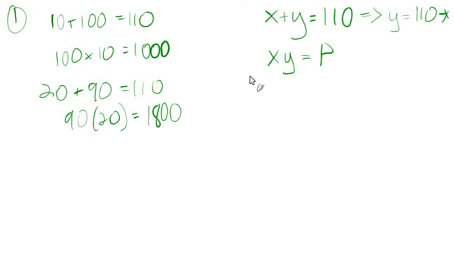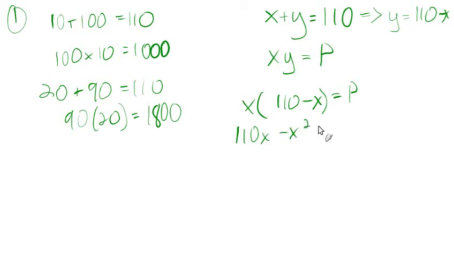Now I don't have a y anymore because I can just go x times 110 minus x. That makes a product. And as we said before, whatever you choose for that first number, say x, the other one has to be 110 minus x. So now we have 110x minus x squared is equal to p. So, what does this do for us? How do we optimize this problem?